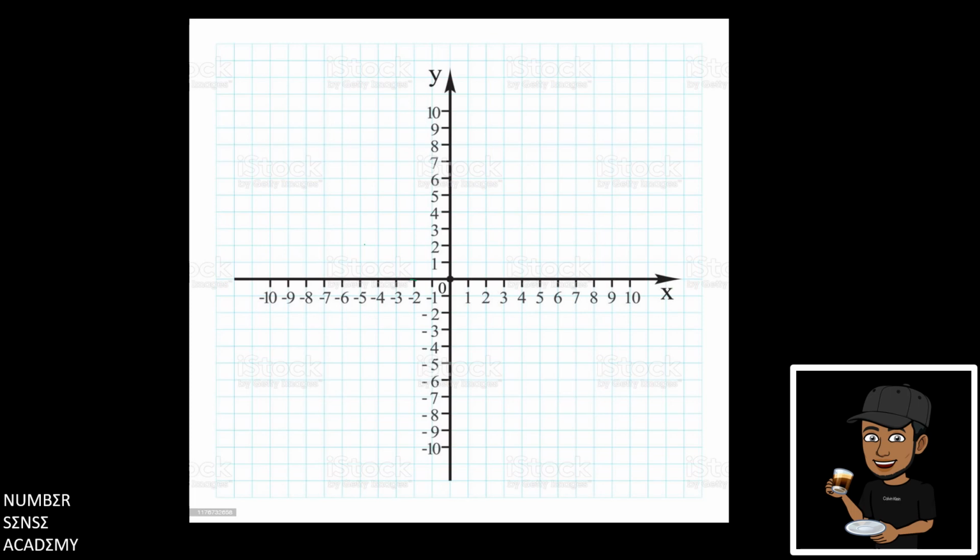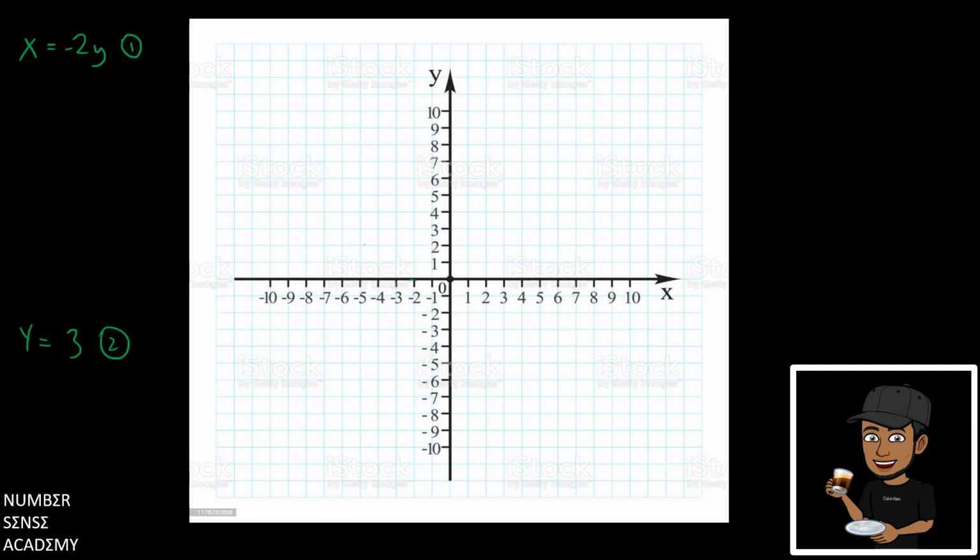So if I have this example, x is equal to negative 2y, that's my first equation. And then my other equation is y is equal to 3. Okay, let's see what these look like.